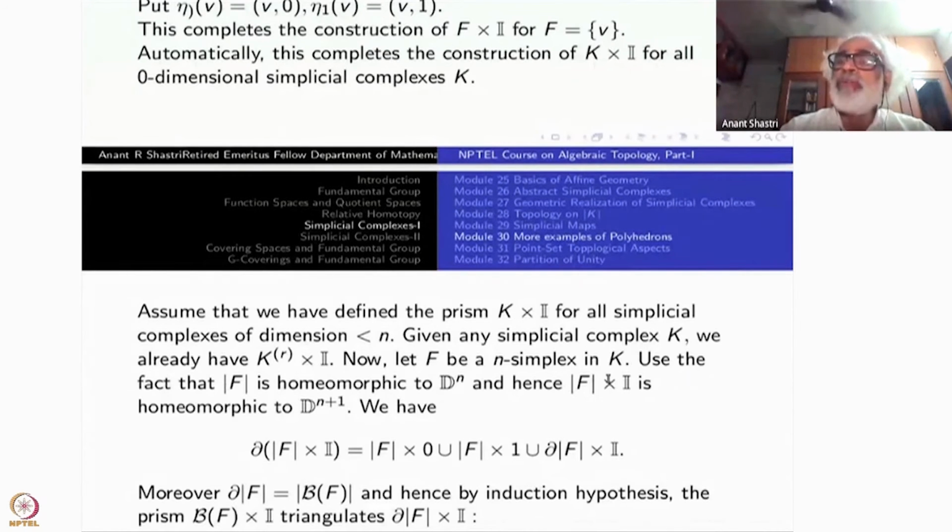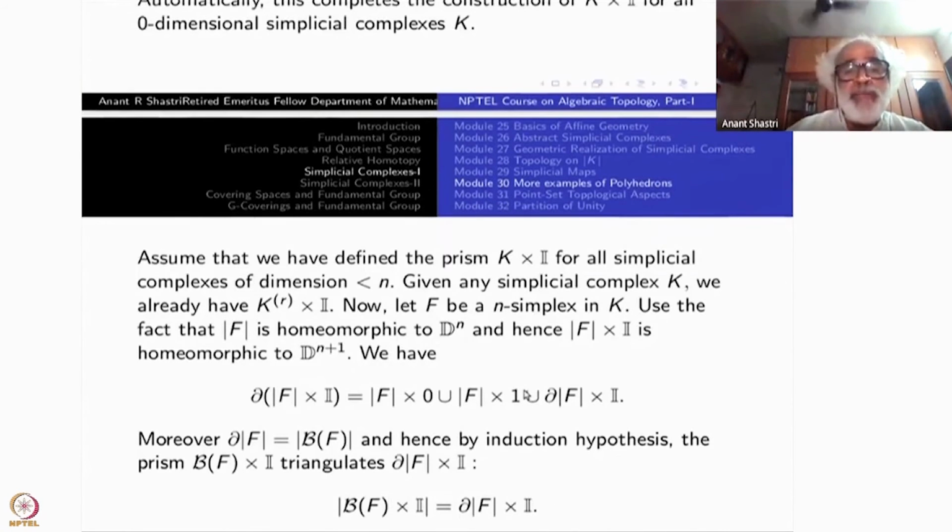The boundary of mod F cross I is already given a simplicial structure. Now you take the cone over this, with the cone point, namely the apex point, precisely at F hat. F hat is what? The barycenter of F, comma half. Okay, so that's what I am going to do. So the boundary of F cross I is already triangulated by the complex B F cross I. That is, modulus of B F cross I is the boundary of F cross I.